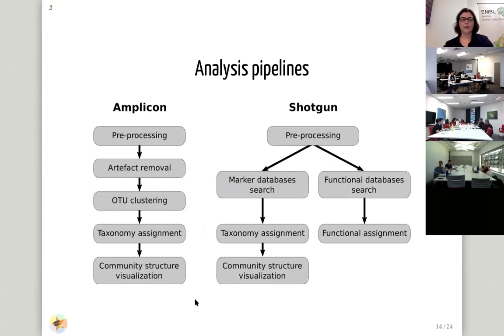So to compare two broad pipelines, we have amplicon metagenomics and shotgun metagenomics. Both of them will involve pre-processing and QC of the data. Some of the steps in these pipelines are a little bit different, but they all end up with assigning a taxonomy to the sequences in those samples. Shotgun metagenomics can also give us this functional information about the genes. And then both approaches can give us a visualization of the structure of the community.